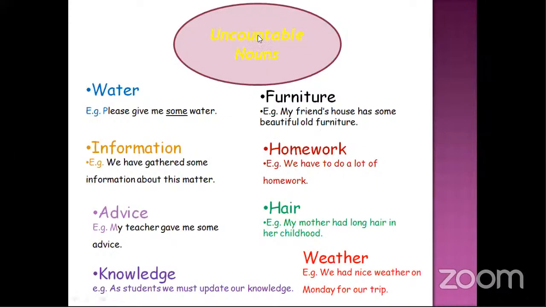And next I told you about uncountable nouns. These nouns don't have any plural form. We can't say waters, we just say water, and that is singular. You can use the word some with them: information, advice, knowledge, furniture, homework, hair, and weather.